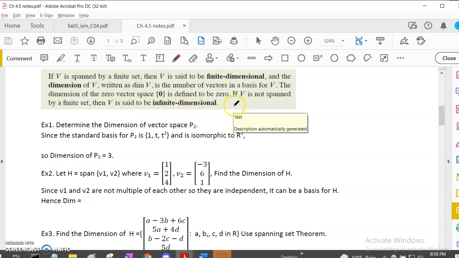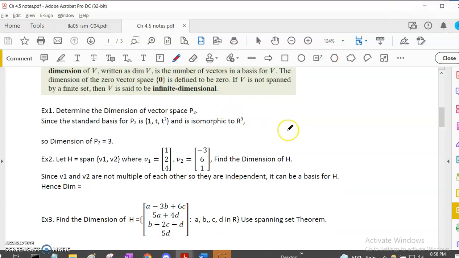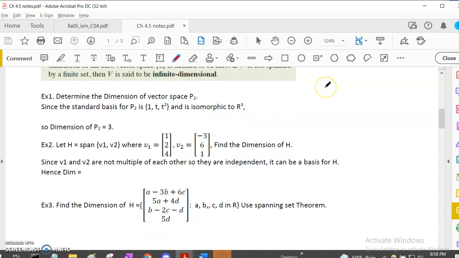For example, polynomials of any degree, so n can be infinite, right? You cannot have it spanned by a finite set, so that would be all polynomials with no limit as to the number of degrees. It would be infinite dimensional.